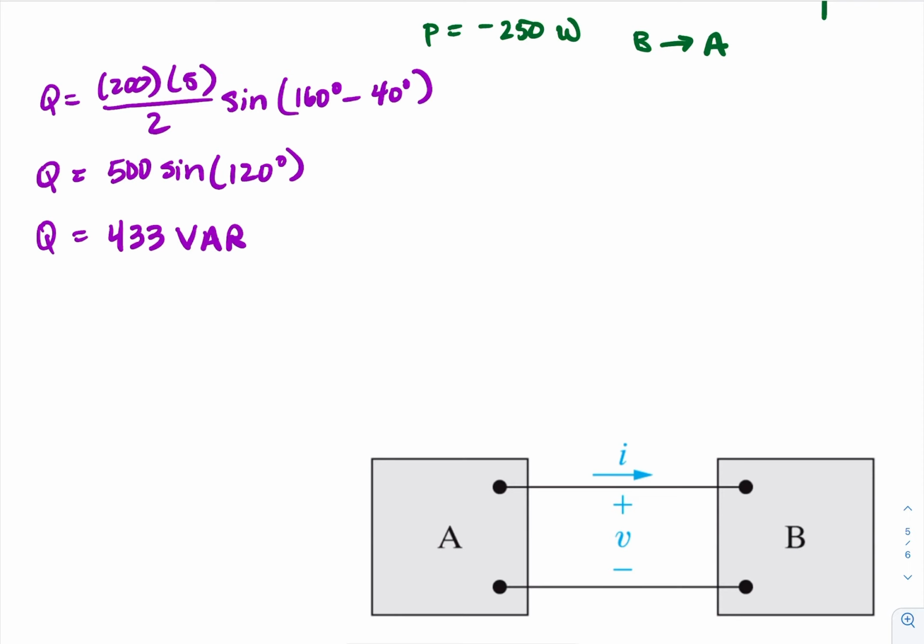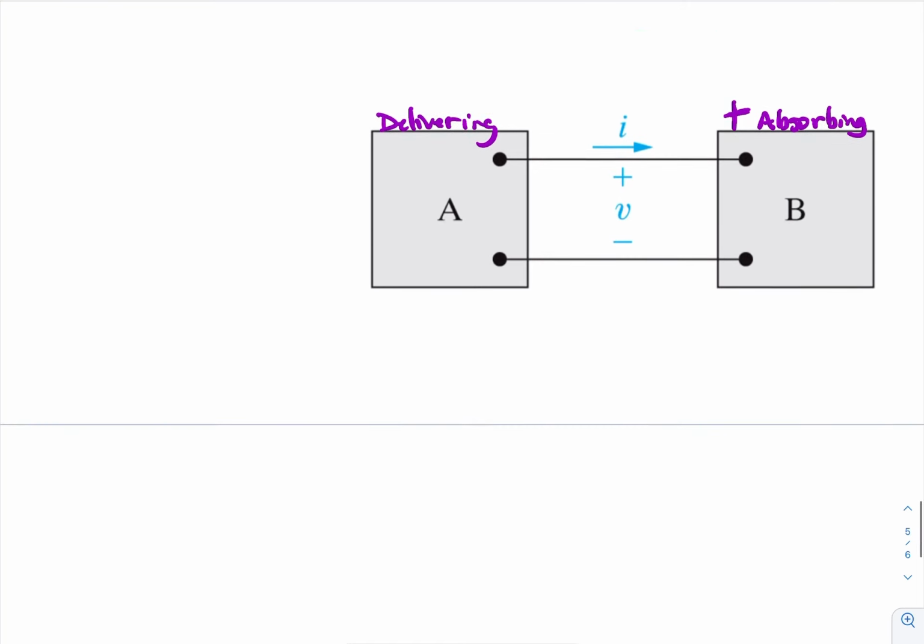Since it's a positive number, that means that B is absorbing magnetizing vars, and A is delivering magnetizing vars. So our flow is from A to B. All right, that concludes.